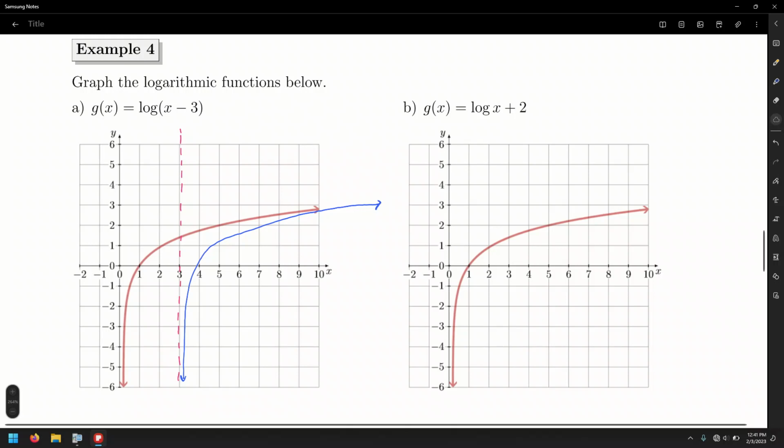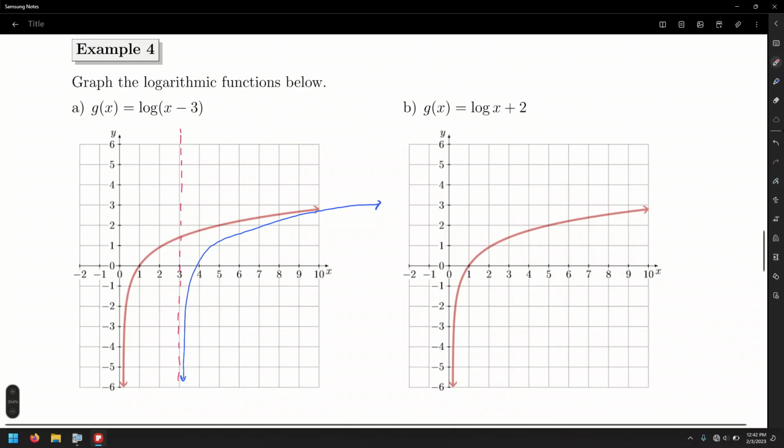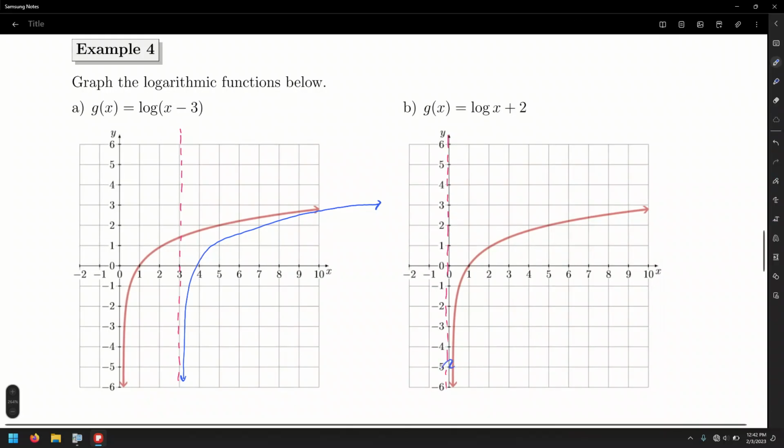What about, okay, let me do the graph again for the second example. And okay, what about this plus 2 in this case? What is that going to do? Which direction are we going to shift the graph? Up. How many units? 2 units, right?